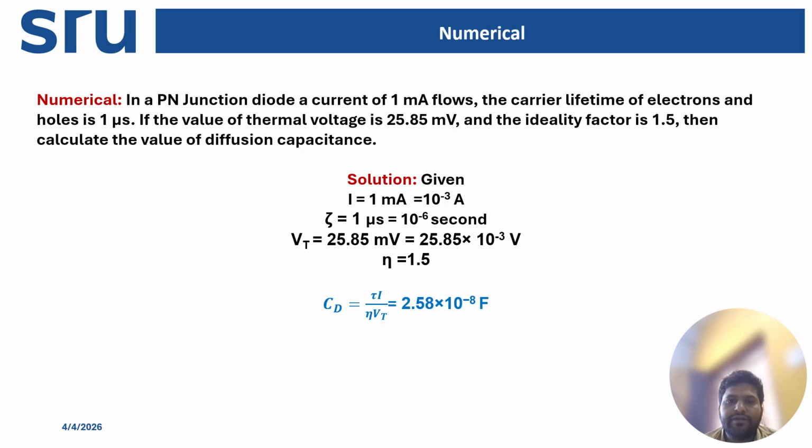So this is all about the capacitances. What types of breakdown occur in a PN junction? There are two types of breakdown: avalanche breakdown and Zener breakdown. Why are capacitances generated in the PN junction? There are two types: diffusion capacitance and junction capacitance.